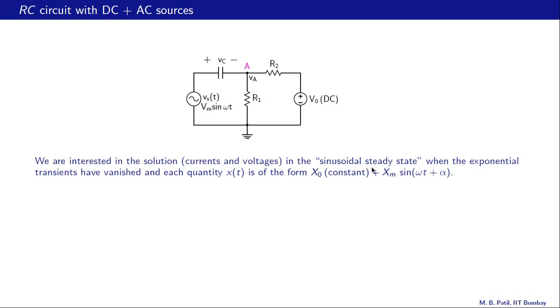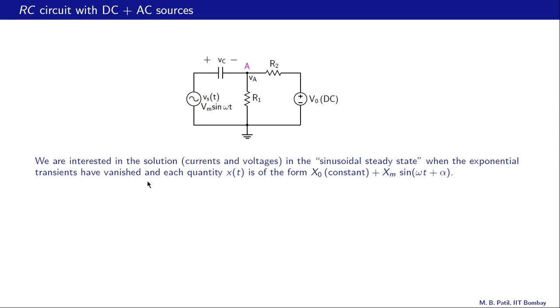What is sinusoidal steady state? That is when the exponential transients have vanished, and the exponential transients arise because we have a time constant in this circuit. So there will be things like e raised to minus t by tau, and if t is sufficiently large, then those terms would go to zero, and that is what we mean by the exponential transients have vanished.